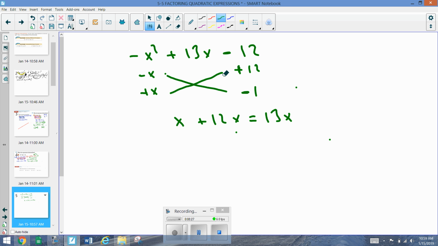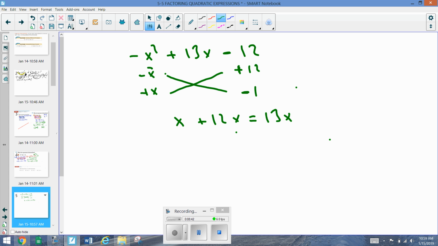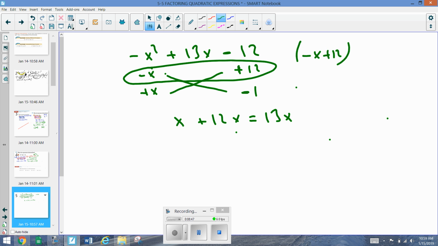Apparently this is harder because you need to think lots of things. Couldn't you just do it straight across and then check it? It's up to you. All right, let's continue. Straight across: negative x plus 12 times x minus 1.